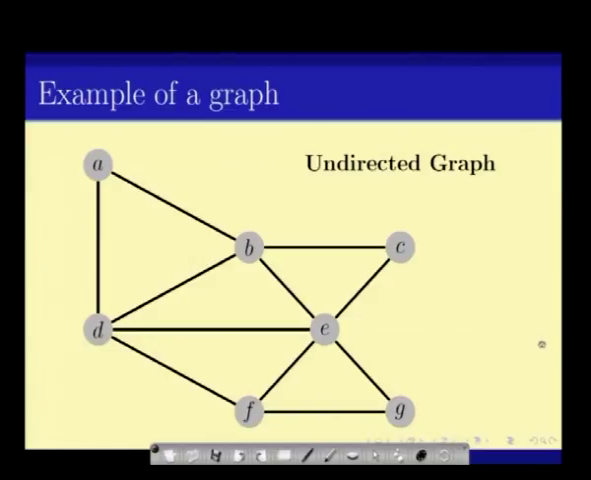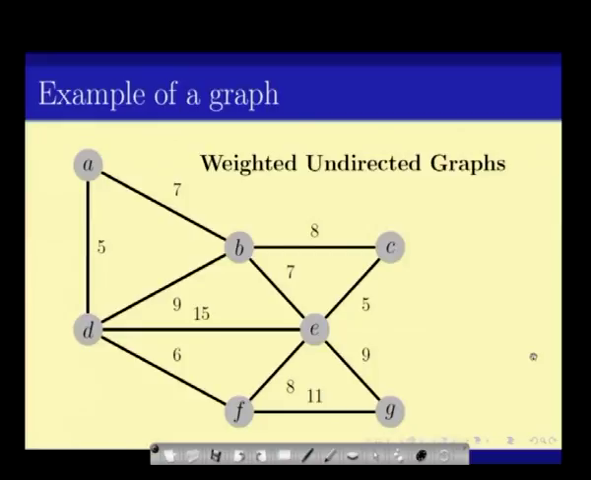As we said, we can also have weights on these edges. For example, we can have weights like this, which means that this edge AB has the number 7 assigned to it. Now, what does the number 7 describe? That depends upon how we want to interpret it, and we will see later how to look at it. And we can also have directed graphs.